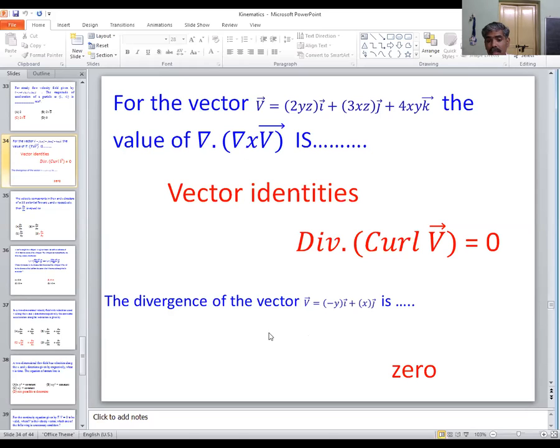Similarly, in the divergence you have i dou by dou x plus j dou by dou y plus k dou by dou z. So for the i, you have a partial differentiation of dou by dou x, but in the given velocity vector, i is not having any x. Similarly, for j in the divergence you have only dou by dou y, but in the given velocity vector there is no y value, so the divergence of the given vector is 0.